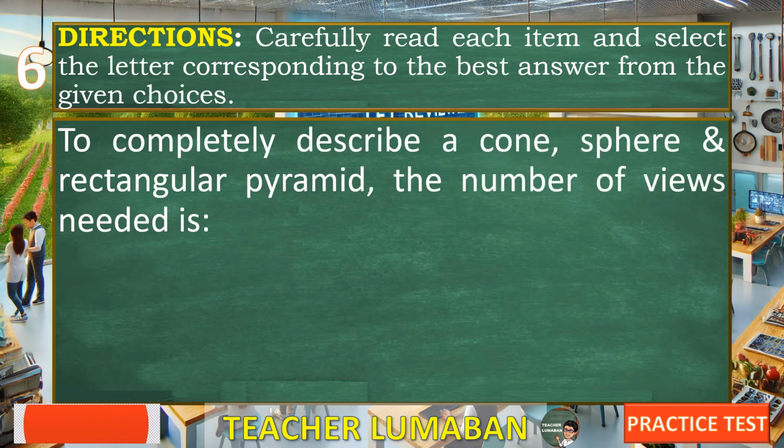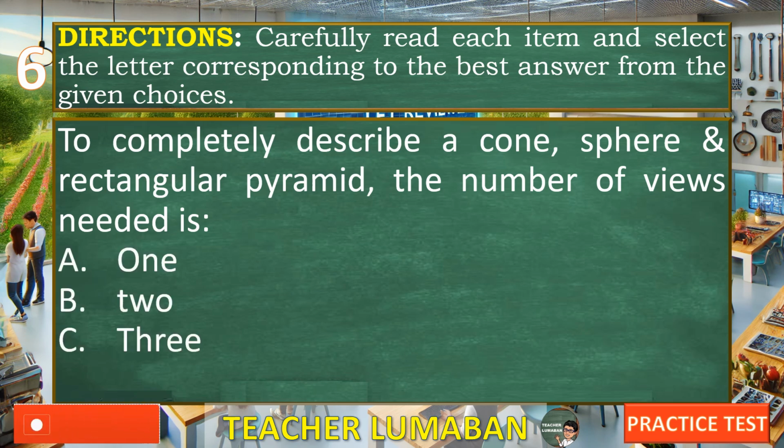To completely describe a cone, sphere and rectangular pyramid, the number of views needed is A. 1, B. 2, C. 3, D. 6.